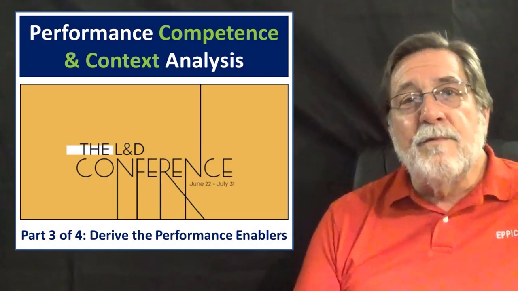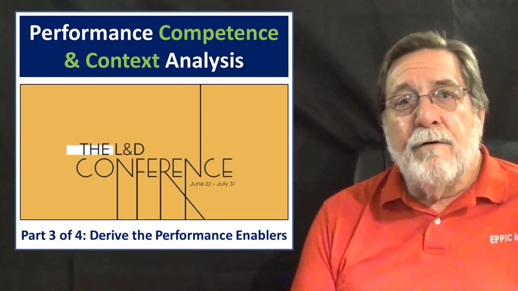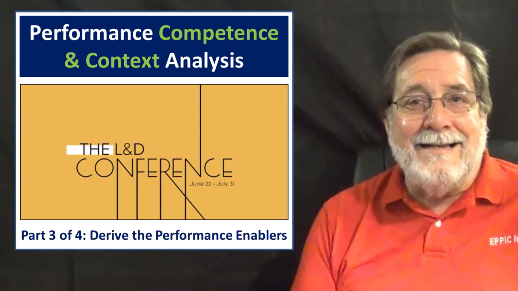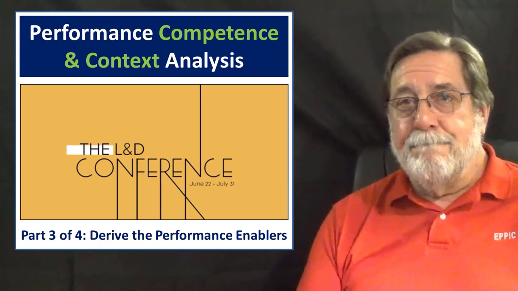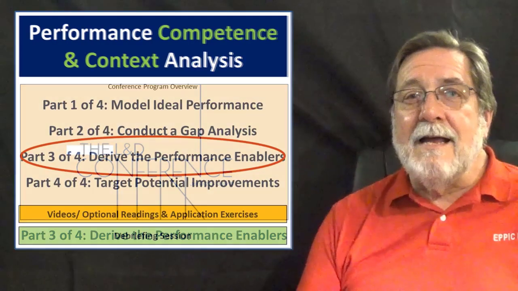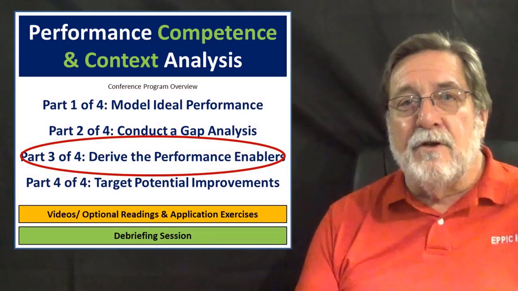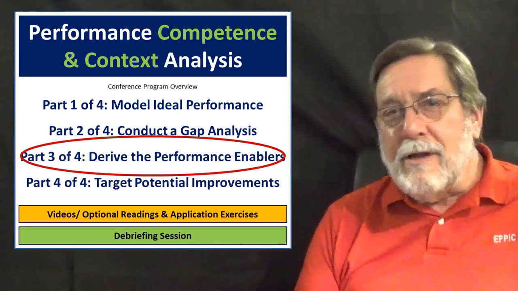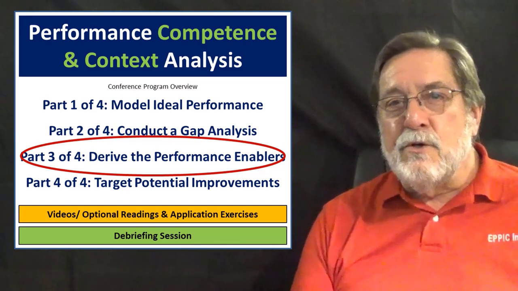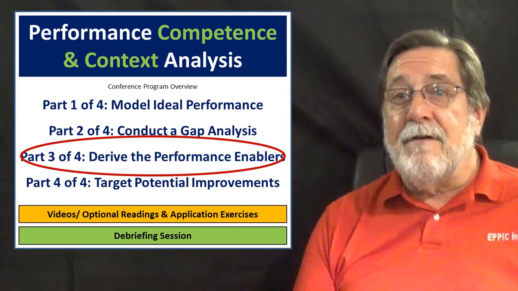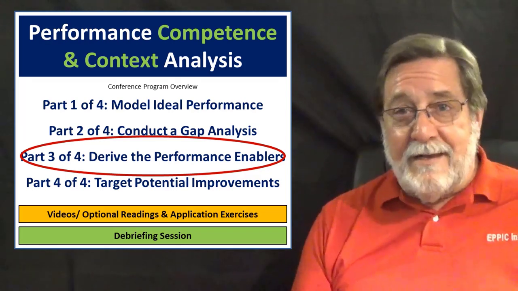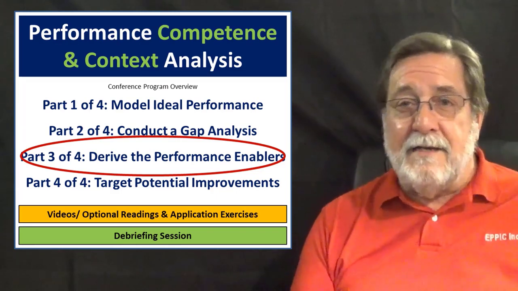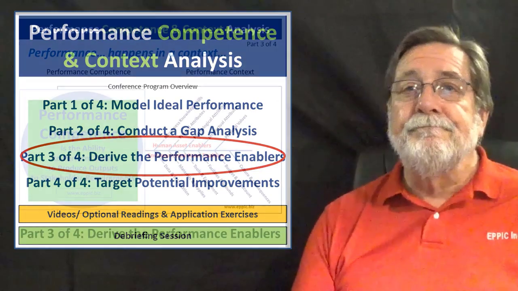I'm Guy Wallace, and welcome to part three of my session, Performance, Competence, and Context Analysis at the Learning and Development Conference for 2020. Part three is going to focus on systematically deriving the enablers of performance, either narrowly looking at those that align to the gaps that we've identified and the probable root causes, or looking at all of the enablers. Again, your needs may differ. It could be broad or narrow.